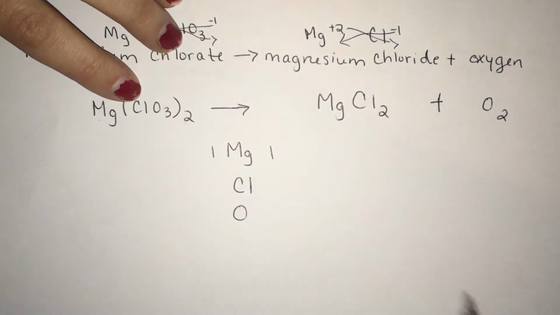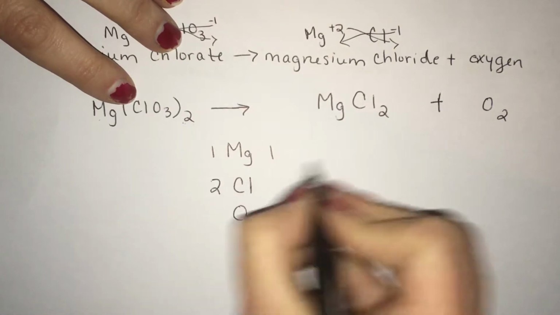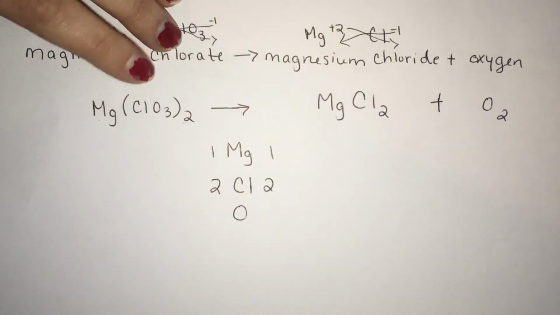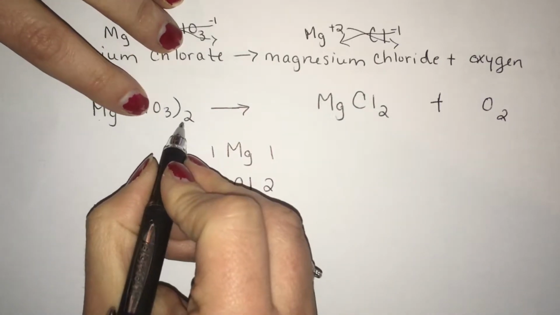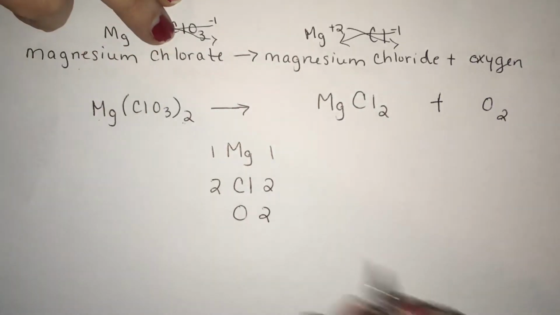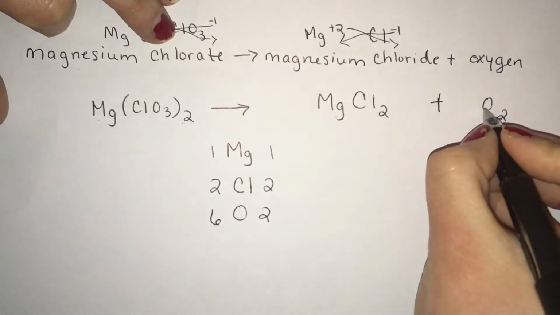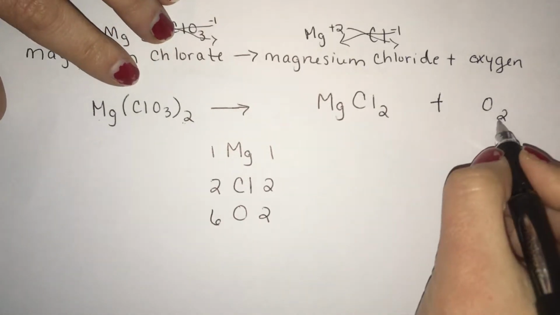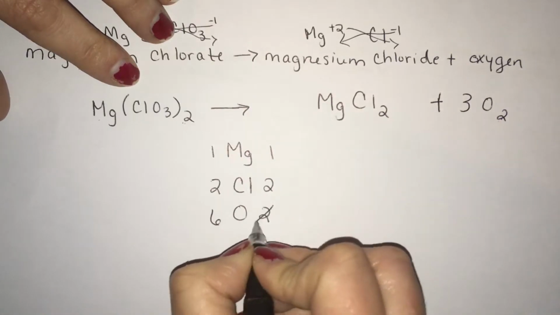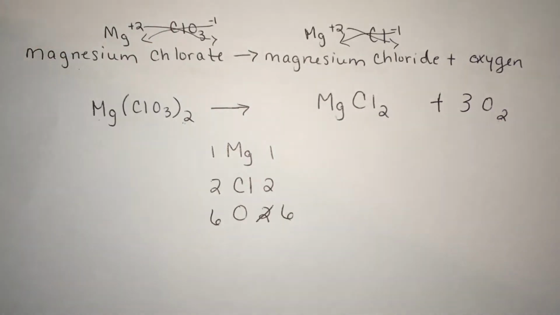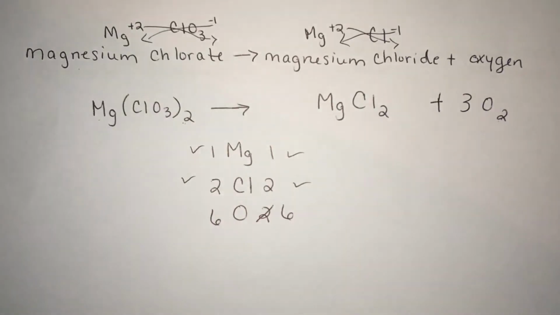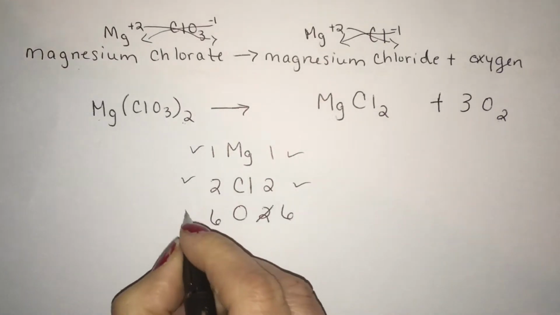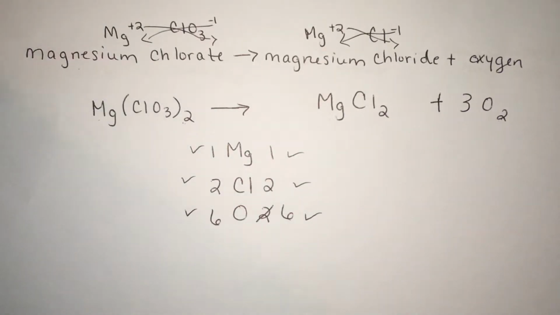Sorry, I'm sure y'all were yelling at the screen. Two chlorines on this side, two chlorines on this side. And then we have two oxygens here. And, oh, this is annoying. We have 6 here. So we now need to change this one. If we multiply 2 by 3, we will get 6 oxygens. And that's balanced. So 1 magnesium on each side, 2 chlorines on each side, and 6 oxygens on each side, and we are good.